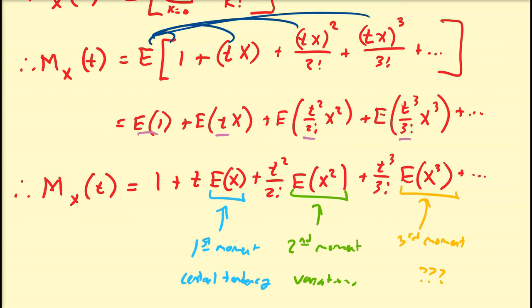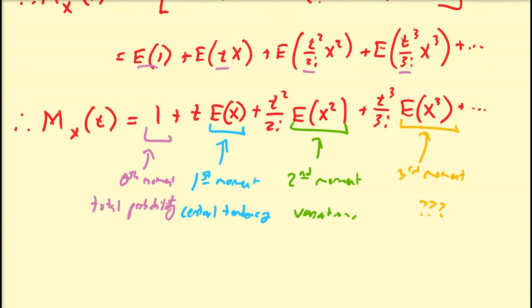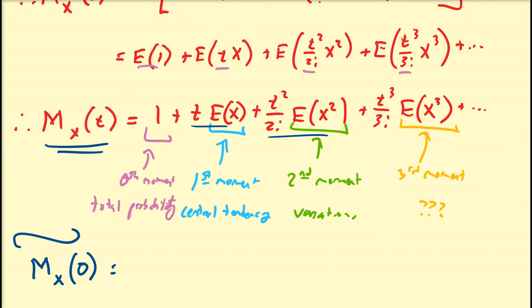And some people even refer to this first term as the 0th moment, which represents the total probability, because the sum of all the probabilities of the probability mass function should be equal to 1. Okay, cool. So we have this expression. So the moment generating function at least relates the moments to one another. So let's see if we can get a couple properties here. So if I evaluate the moment generating function at t is equal to 0, notice that everything that has a t next to it is going to disappear.